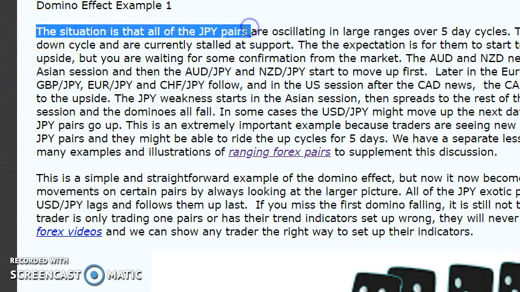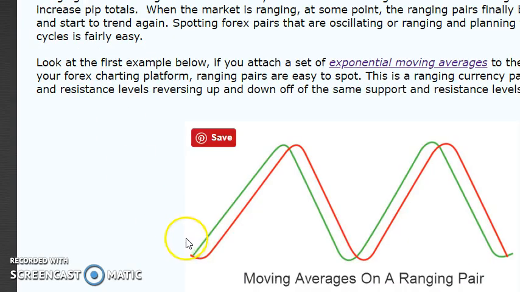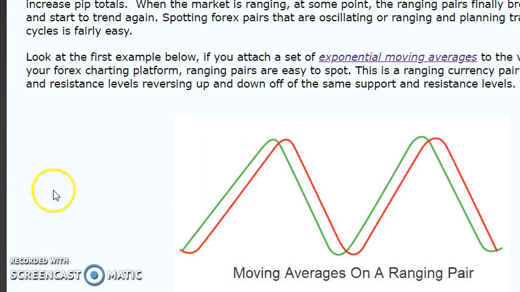So, for example number 1, let's say all the Japanese yen pairs are cycling up and down in large ranges. That would mean that the Japanese yen is in control. So these pairs have finished a down cycle and they're now currently stalled at support. So here's a little example. We're talking about ranging pairs. If you click on that link there, a pair that's ranging is cycling up and down in a range.